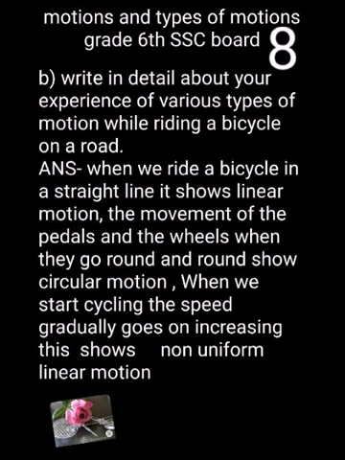Write in detail about your experience of various types of motion while riding a bicycle on a road. When we ride a bicycle in a straight line, it shows linear motion. The movement of the pedals and the wheels when they go round and round shows circular motion. When we start cycling, the speed gradually goes on increasing. This shows non-uniform linear motion.